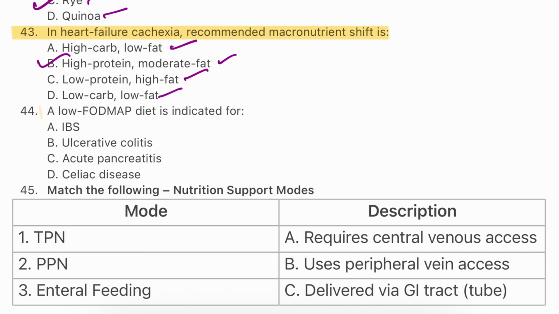Question number 44. A low FODMAP diet is indicated for IBS, ulcerative colitis, acute pancreatitis, or celiac disease. The answer will be A, IBS. Low FODMAP diet reduces fermentable carbohydrates in irritable bowel syndrome, which helps in digestion and reduces the irritation.